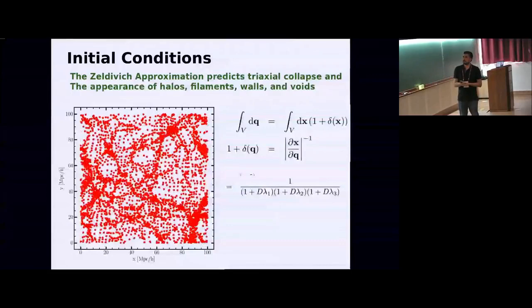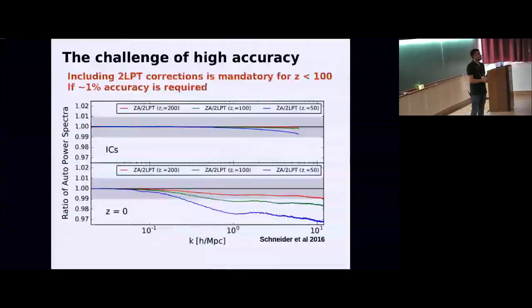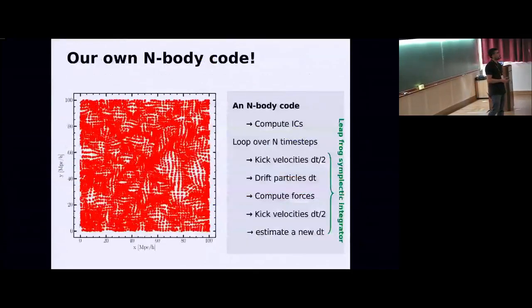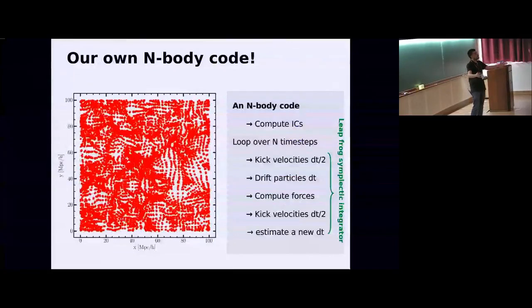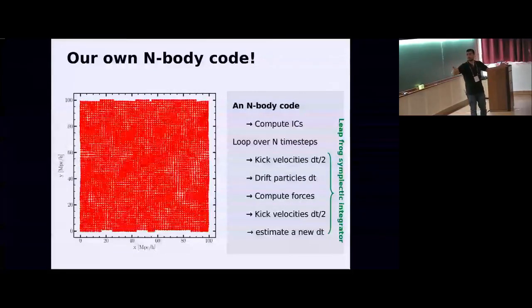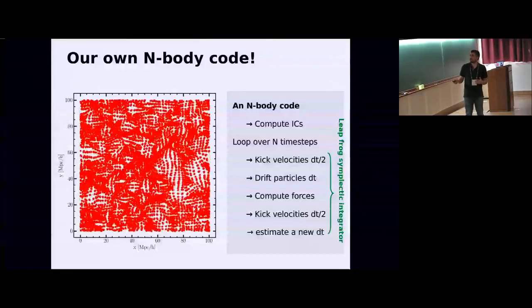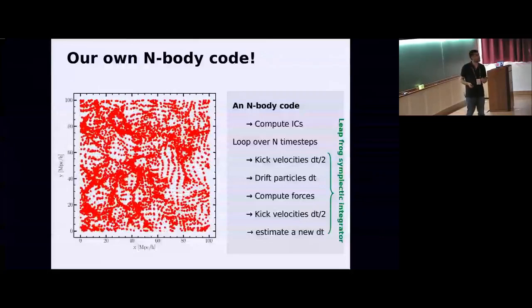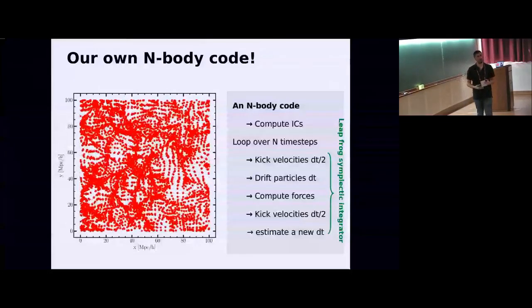Okay, so I think I'll skip this. Right, so I think we have our N-body code by now. We can compute the initial conditions using the Zel'dovich approximation, from which we first create a Gaussian field with properties compatible with the CMB. Then we loop over a number of time steps with a leapfrog symplectic integrator, so we make sure we conserve phase space and energy and so on.